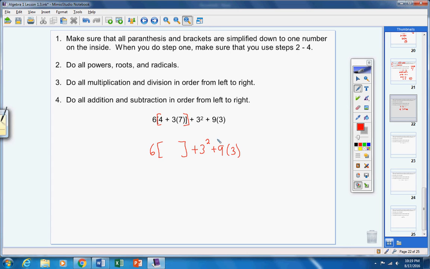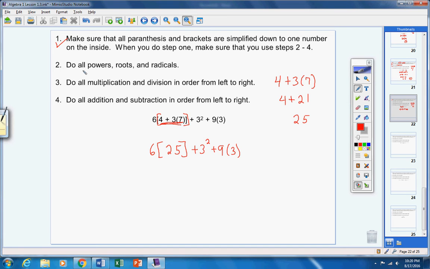So what do I have to do now? What I have to do is take all of this stuff on the inside and simplify it. So I have 4 plus 3 times 7. Remember what I told you up here? When you're doing this step, getting your parentheses and brackets down to one number, use steps 2 through 4. So what do I do first right here? Powers, there are none. What do I do next? Multiplication and division. Well, I've got multiplication right here. These two numbers are side by side. So 4 plus what? 21. 3 times 7, 21. And now 4 plus 21 is 25. So now this bracket is down to one number. And so is my parentheses, so check off step 1.